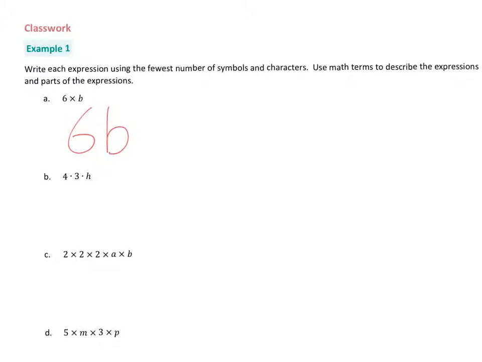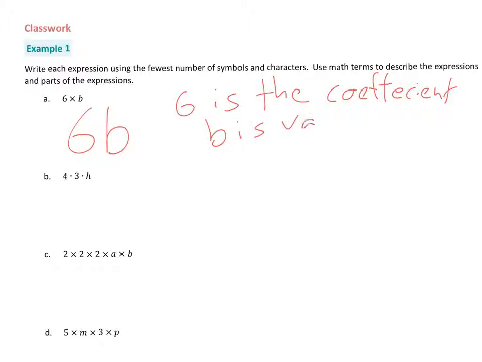Because 6b is, we could say that 6 is the coefficient. Sorry, I forgot my pen, so I'm doing all this with my finger. And b is the variable. I probably won't write all these out because it's going to take forever. But so b, next example.